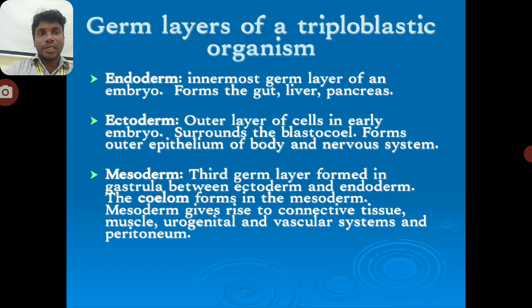The endoderm, the innermost germ layer of the embryo, forms the gut, liver, and pancreas. The ectoderm, the outer layer of the early embryo surrounding the blastocoel, forms the outer epithelium of the body and the nervous system. The mesoderm is the third germ layer formed in the gastrula between ectoderm and endoderm. The coelom forms in the mesoderm. The mesoderm gives rise to connective tissue, muscles, urogenital and vascular system, and peritoneum.